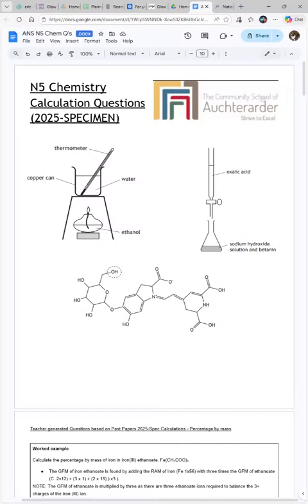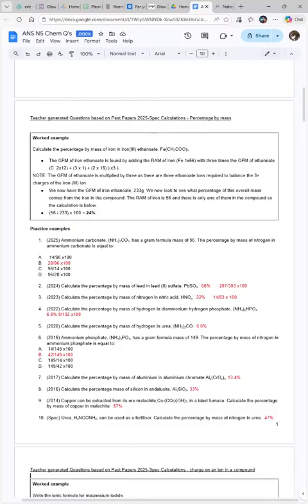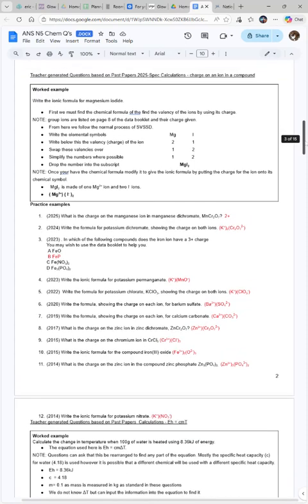This video looks at National 5 chemistry questions. Specifically, we are looking at the charge on an ion in a compound and how we can write the ionic formula. So a good place to start is looking at the worked example.